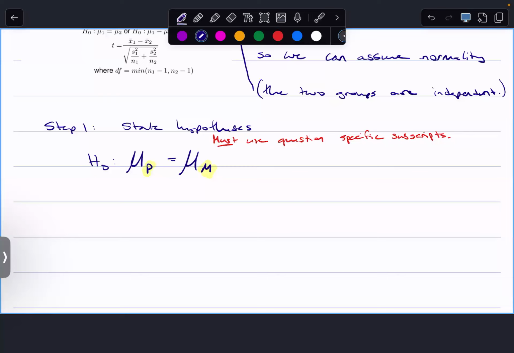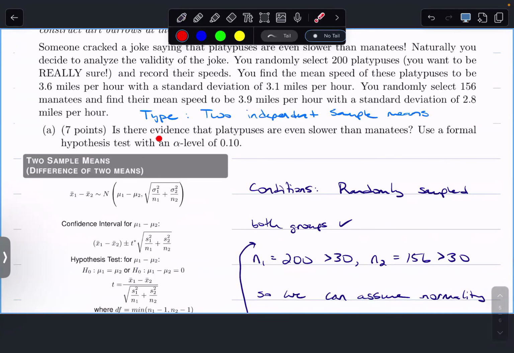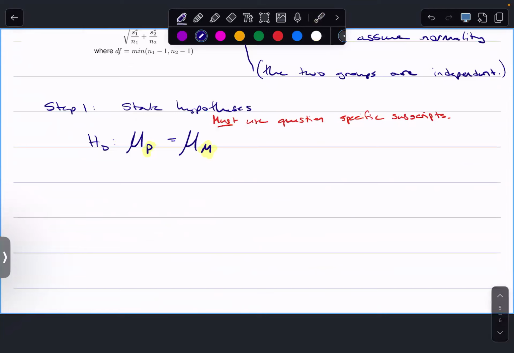Because that becomes important when we want to actually test the hypothesis. So is there evidence that platypuses are even slower than manatees? Meaning, my alternative hypothesis is mu p is less than mu m. If you just had 1s and 2s on there, that doesn't tell me anything.